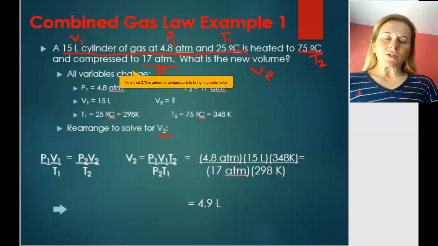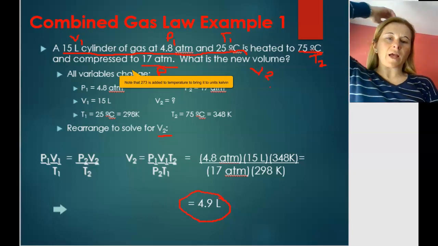So this is our original combined gas law. We rearrange it to solve for V2, which means that we need to take T2 and pop it over to the other side. So we're going to multiply both sides by T2. And we need to get rid of P2, so we're going to divide both sides by P2. So we end up with this. And then we take all that information and plug it into our formula there, pop it in our calculator, and we see our new volume is going to be 4.9 liters.